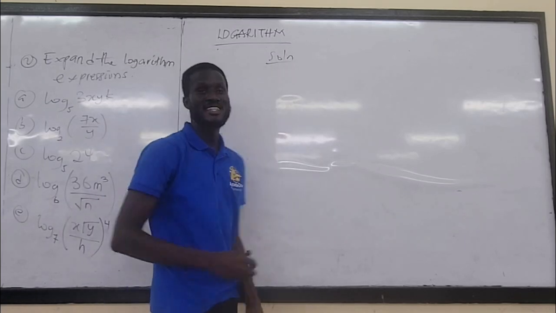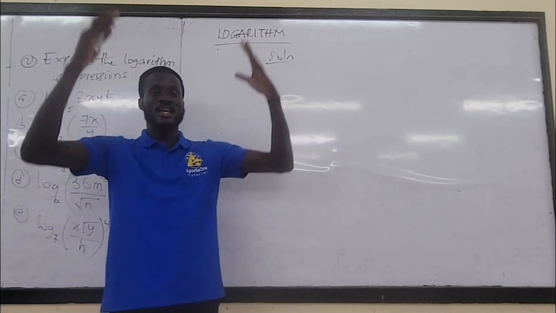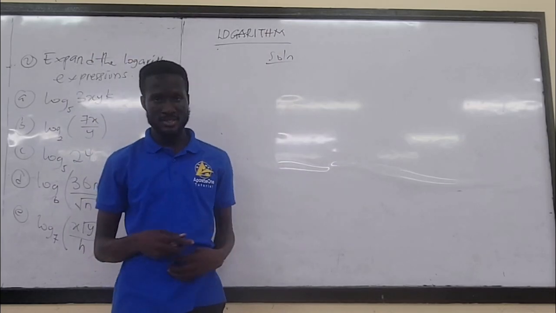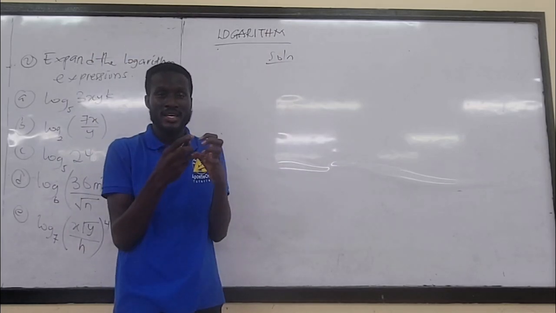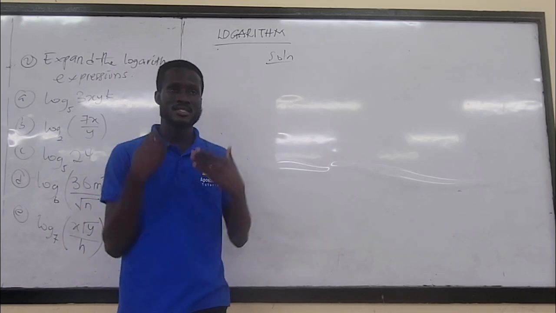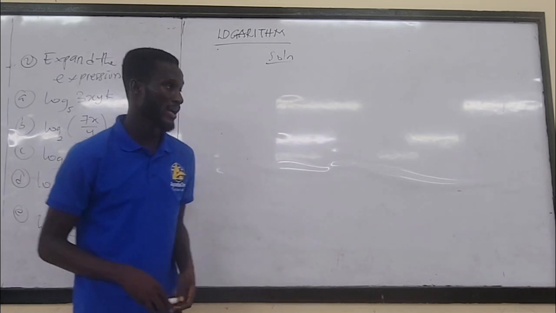Now how do we expand? Don't forget that when there is an exponent, we bring the exponent to the front of the log. And when they are multiplying, it means addition of logs. When they are dividing, it means subtraction of logs. So let's see how we can expand.